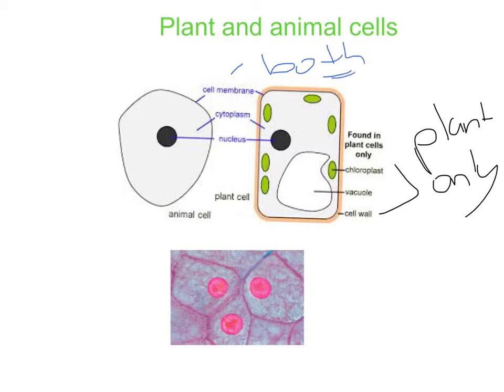I'll quickly go over what each of these does. The cell membrane basically allows things to go in and out of the cell. It's just a barrier to make sure that what goes in and out of the cell is controlled. Cytoplasm is just the liquidy, gel-like, gooey stuff inside the cell, because most of the cell is made up of water. Your nucleus, which is the black dot in the middle, is your control center. It controls the cell, it controls what the cell does.